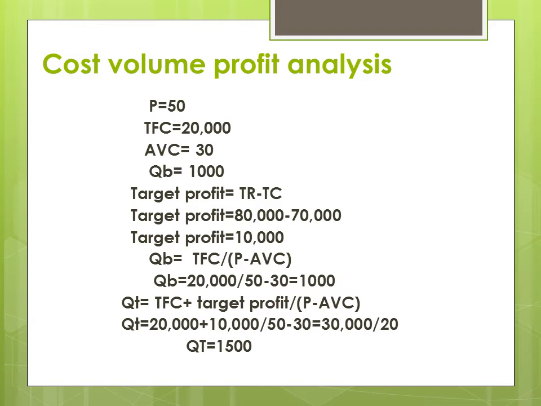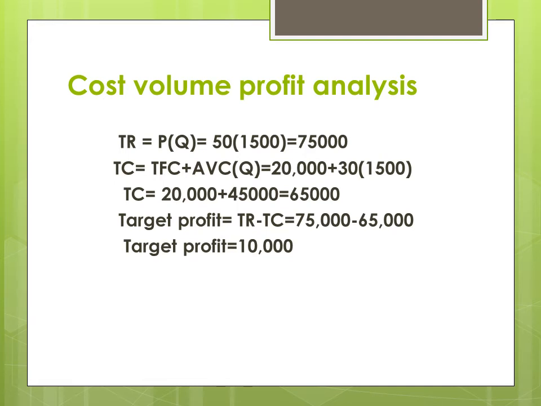Now, in order to find the target output, we use this formula, substituting the values: total fixed cost equal to 20,000, target profit equal to 10,000, price equal to 50, and average variable cost equal to 30. So substituting these values, we get our target output, which is equal to 1500.